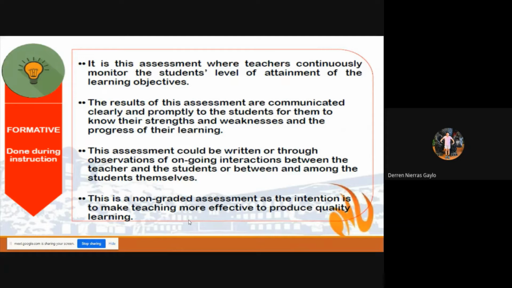This assessment could be written or through observations of ongoing interactions between the teacher and the students or between and among the students themselves. This is a non-graded assessment as the intention is to make teaching more effective to produce quality learning. So formative assessment is more on feedbacking and it's non-graded. Usually in DepEd, it is recorded but not part of the grade. It is just to know the student's progress.